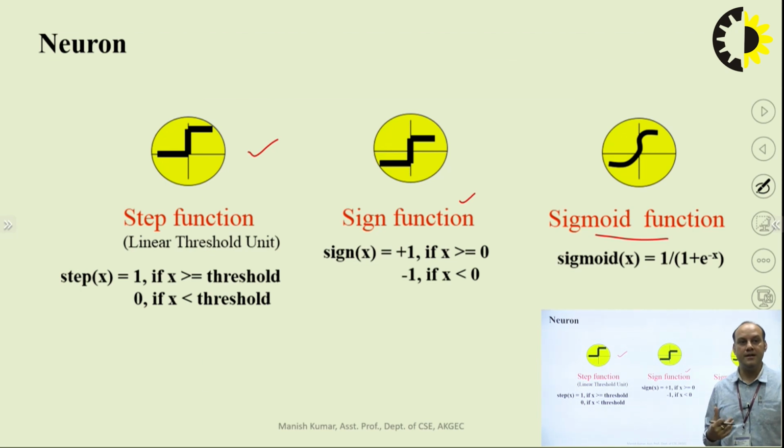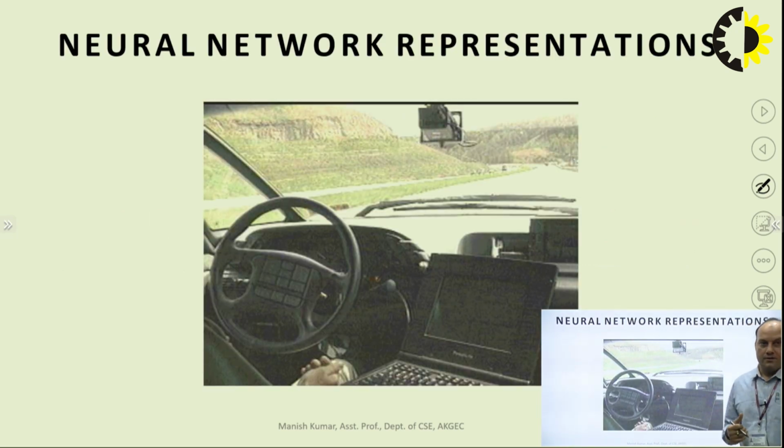Let us see. Firstly, this is an example I want to show you: a neural network implementation that was done back in 1993. This is driverless driving. Here a camera is used, sensing the input images, and we are driving this car on the highway. This autonomous driverless car implementation is done with the help of a neural network.